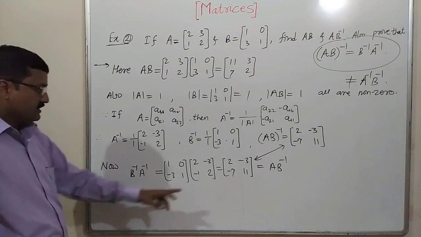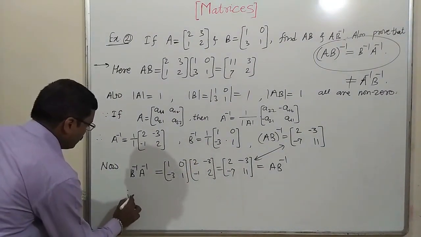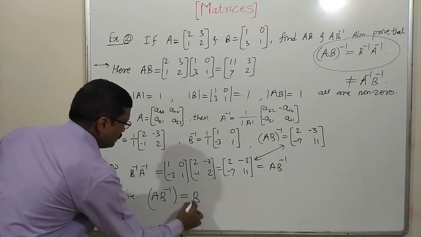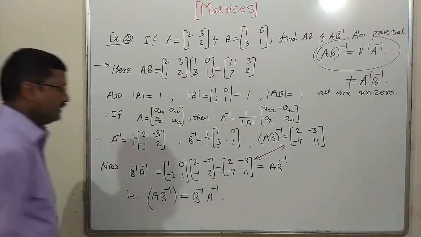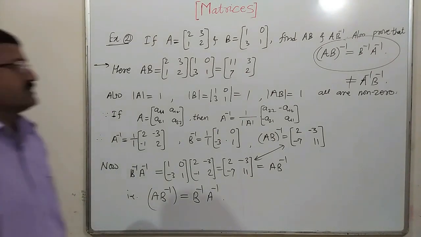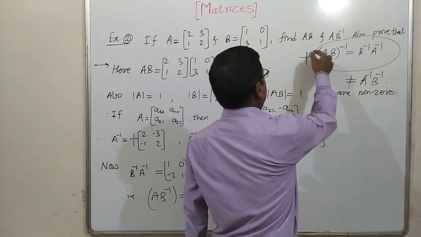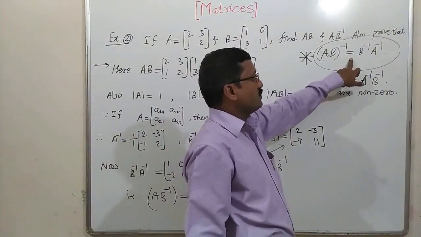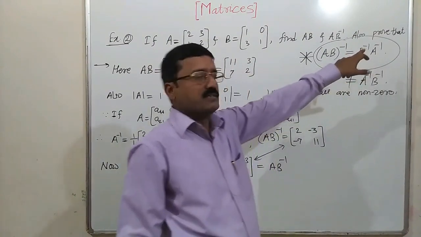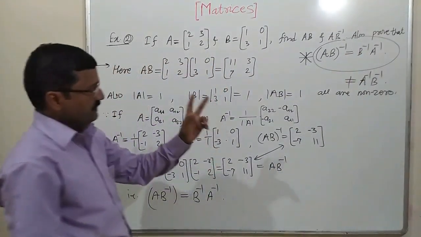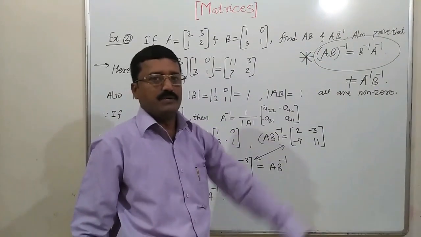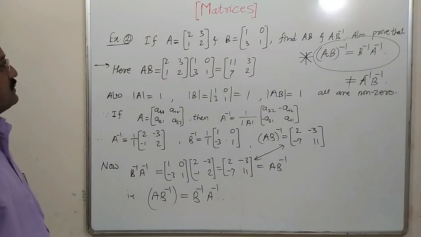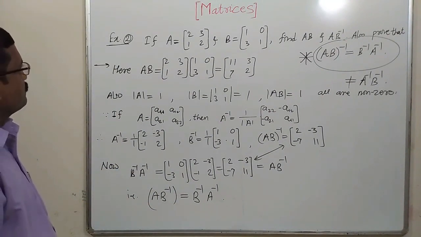So B inverse A inverse equal to AB inverse. That is, AB inverse is nothing but B inverse A inverse. So remember this important property of inverse of matrix. That is, inverse of product of two matrices is equal to the product of their inverses in reverse order. Means if AB is taken, we will take the B inverse A inverse. So that is the important property about inverse of matrices.